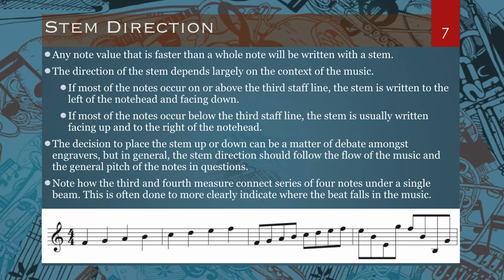So in general, you want to follow the guidelines for how the music is flowing. If the majority of the notes are going up and using stems that face down, then you might want to make the choice to have all the notes under a beam face down, even if traditionally they might face up.